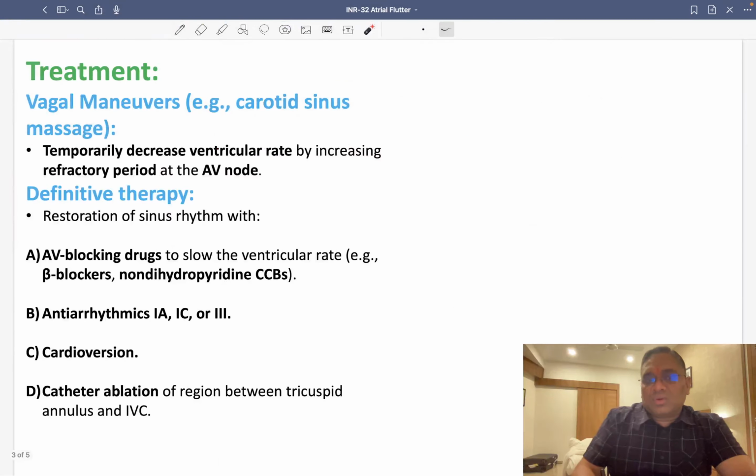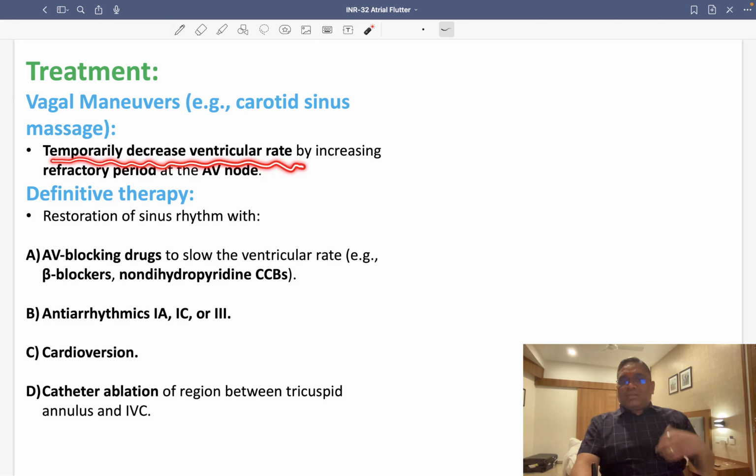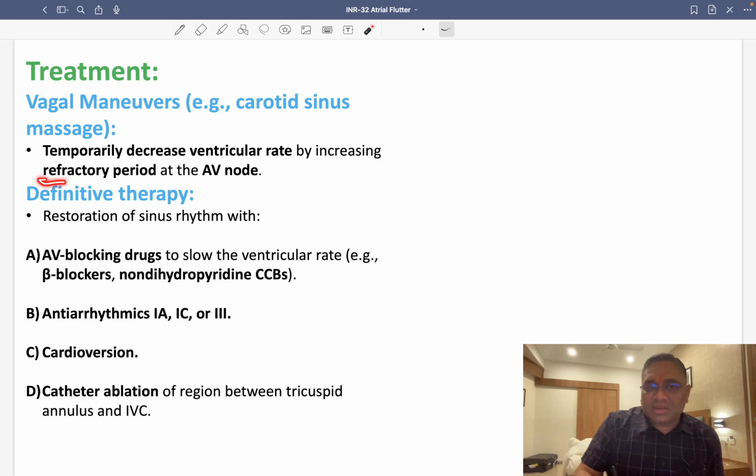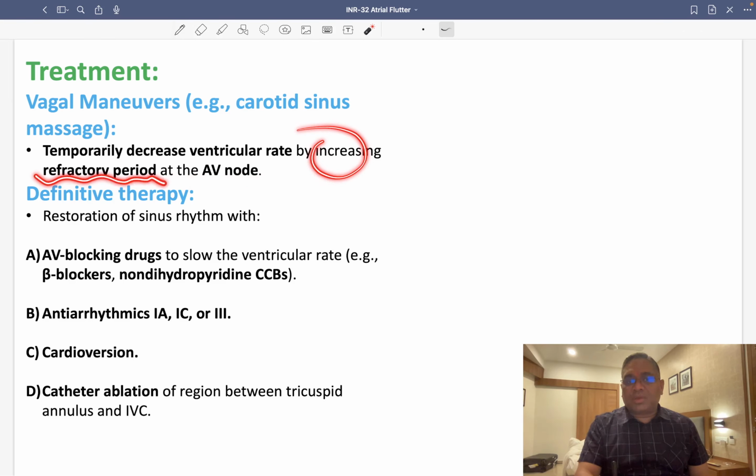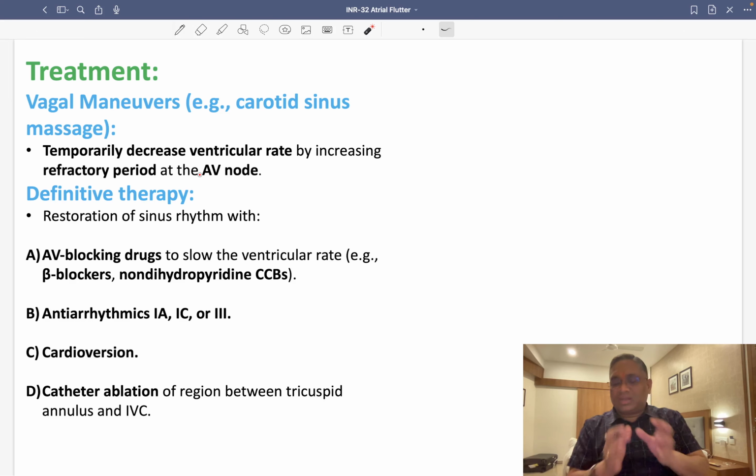So what are we going to do for treatment of this patient? Remember, a vagal maneuver will be there, like a carotid sinus massage. Why are we doing this? Because it will temporarily decrease the ventricular rate. It temporarily decreases the ventricular rate by increasing the refractory period at the AV node, right? So this increases the refractory period at the AV node, and that is what decreases the ventricular rate. That is temporary, right?